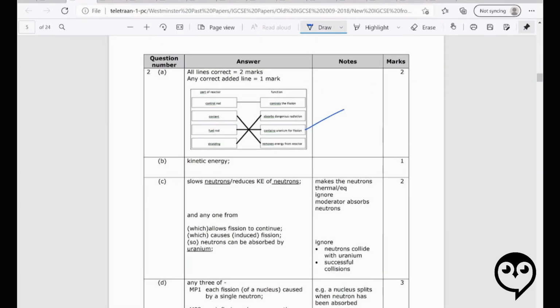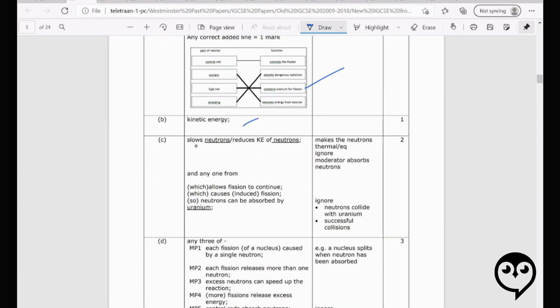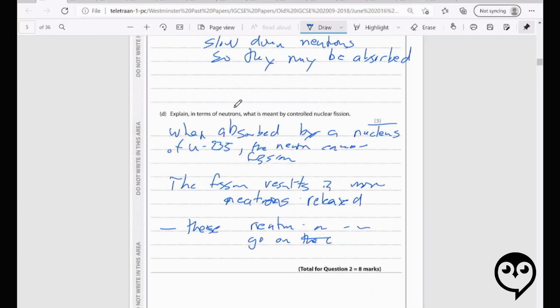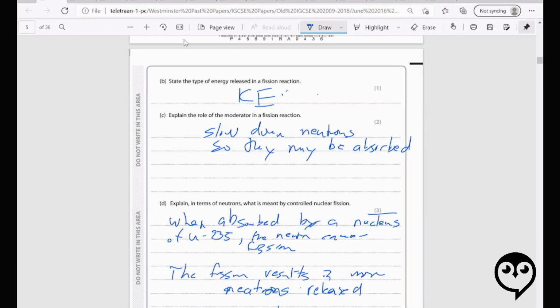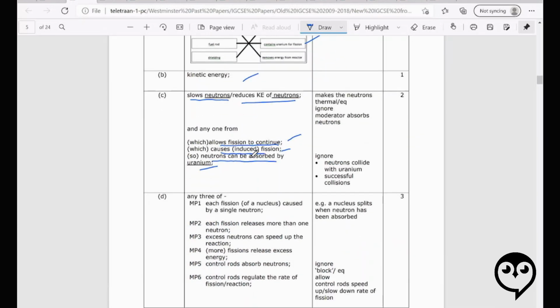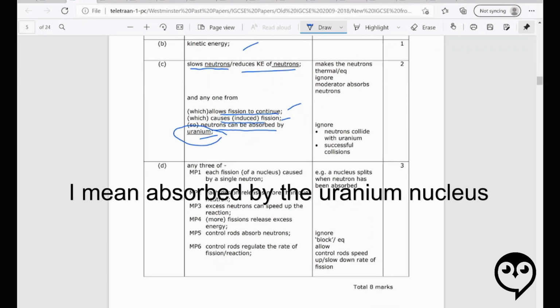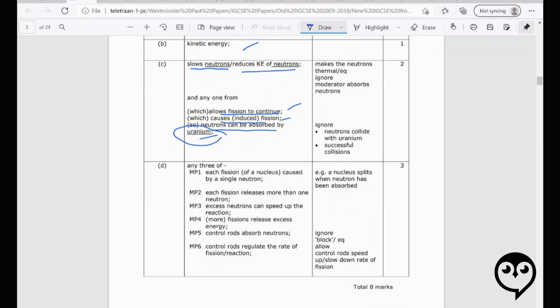Okay, so we've got that pattern correct. That's fine. Kinetic energy. It slows the neutrons down. You can say it reduces the kinetic energy of the neutrons, which allows fission to continue. It allows the fission to occur so the uranium can absorb the neutrons. What did we say? Slow down so they may be absorbed. Okay, but absorbed by what? Ooh, they're tricky on that one. Underline, absorbed by neutron.